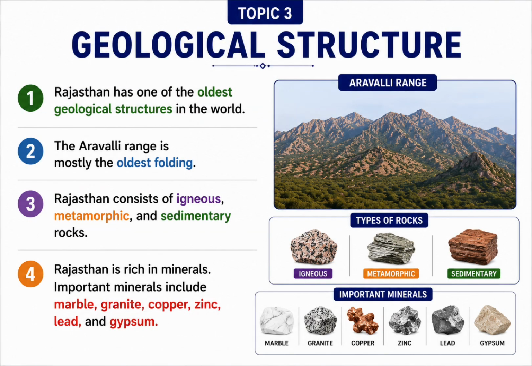Topic 3. Geological structure. Rajasthan has one of the oldest geological structures in the world. The Aravalli range is among the oldest fold mountain ranges. The state contains igneous, metamorphic, and sedimentary rocks. Rajasthan is also rich in minerals such as marble, granite, copper, zinc, lead, and gypsum. These mineral resources play an important role in the state's industrial development.